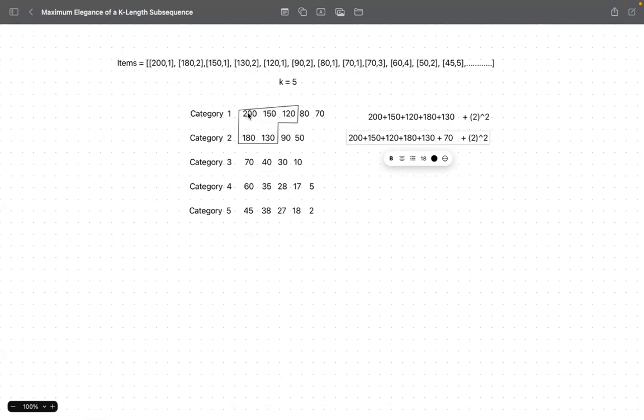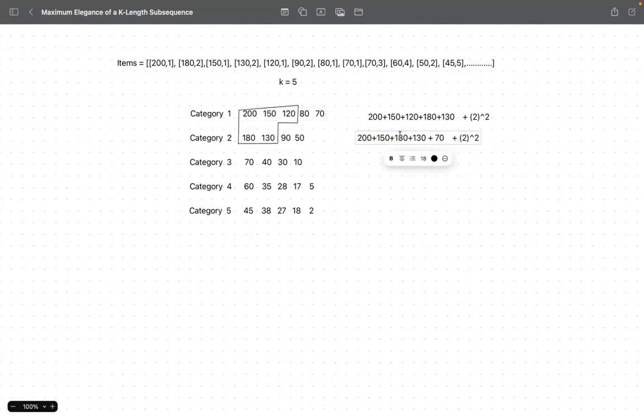Here, 200 would also be a duplicate, but we will not remove 200. We will remove only values which are lesser, because if we remove 200, then it may not have maximum elegance, because it will not have maximum profit, right? So we will either remove 150 or 120. In a greedy manner, out of 150, 120, 130, 180, I'll remove the minimum of these five. The minimum of these five is 120, so I'll remove 120 from here, right?